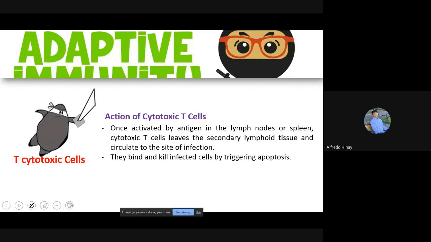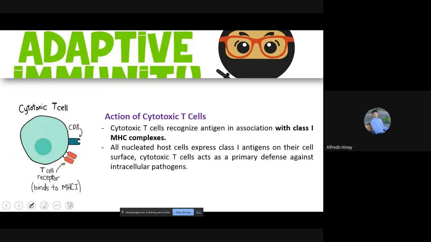So as I mentioned earlier, the action of your cytotoxic T cell once activated by antigen in the lymph node or spleen, cytotoxic T cells leave the secondary lymphoid tissue and circulate to the site of infection. Then they bind and kill infected cells by triggering apoptosis. And then, the cytotoxic T cell recognizes antigen in association with their class 1 complexes. Okay? So, all nucleated host cells express class 1 antigen on their cell surface, and cytotoxic T cells act as a primary defense against intracellular pathogens.